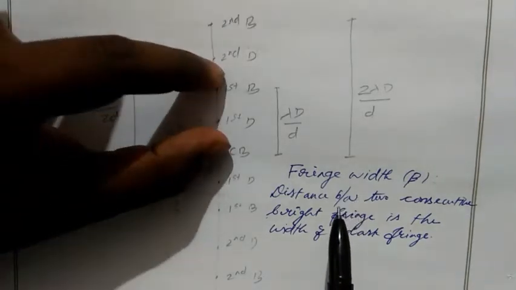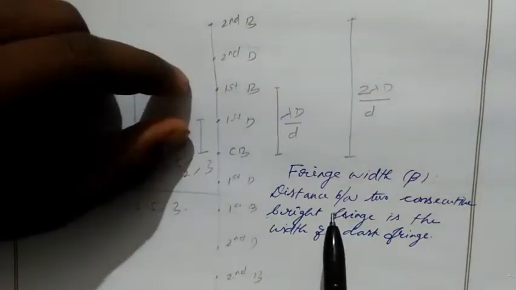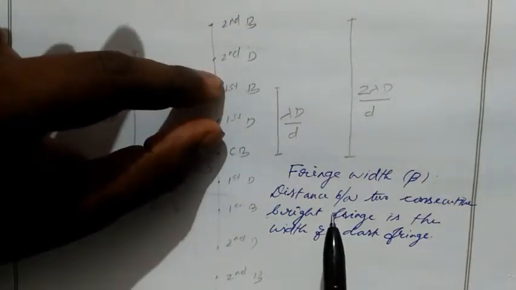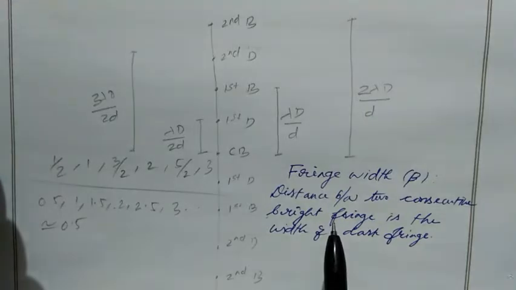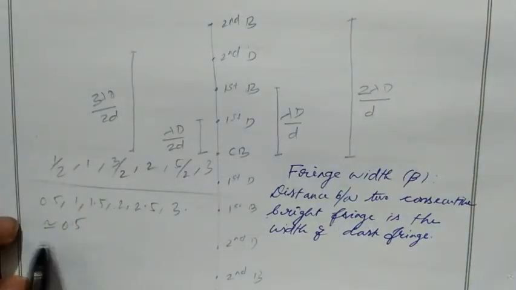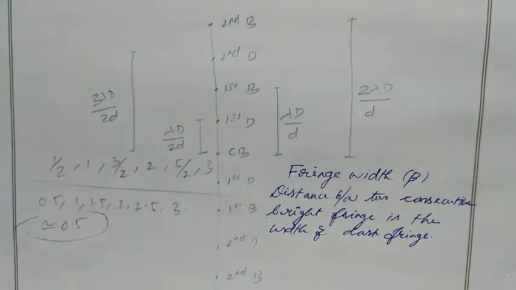So what is the width of each fringe, the width of a bright fringe or a dark fringe? Last class we studied a common width of 0.5. The difference is 0.5. So what is the actual width in terms of lambda, D and small d? The distance between two consecutive bright fringes is the width of the dark fringe.